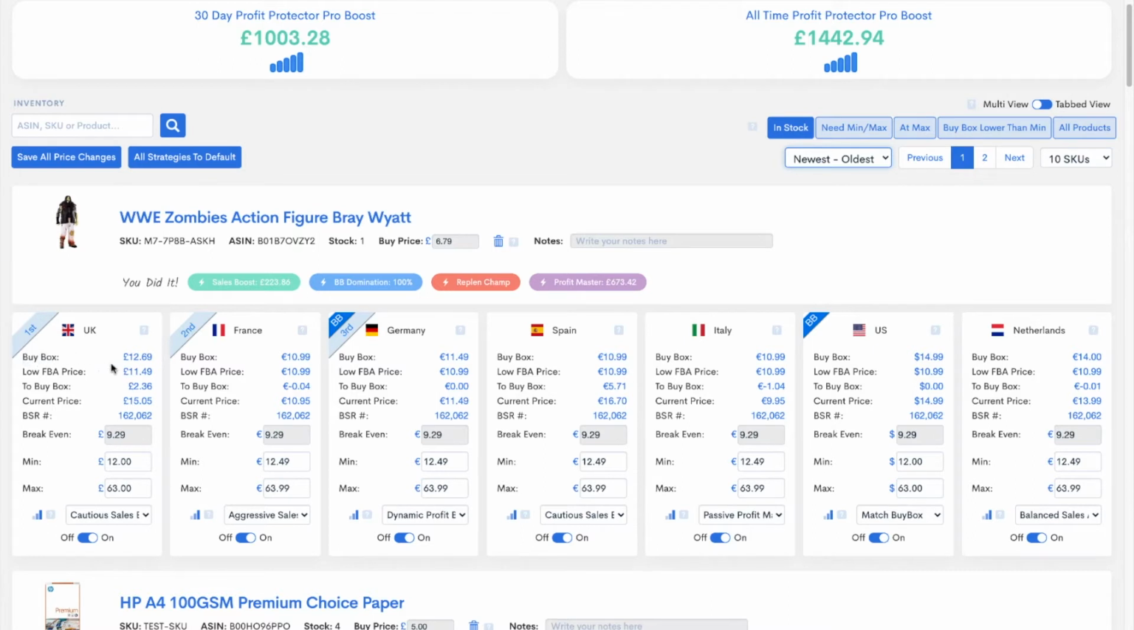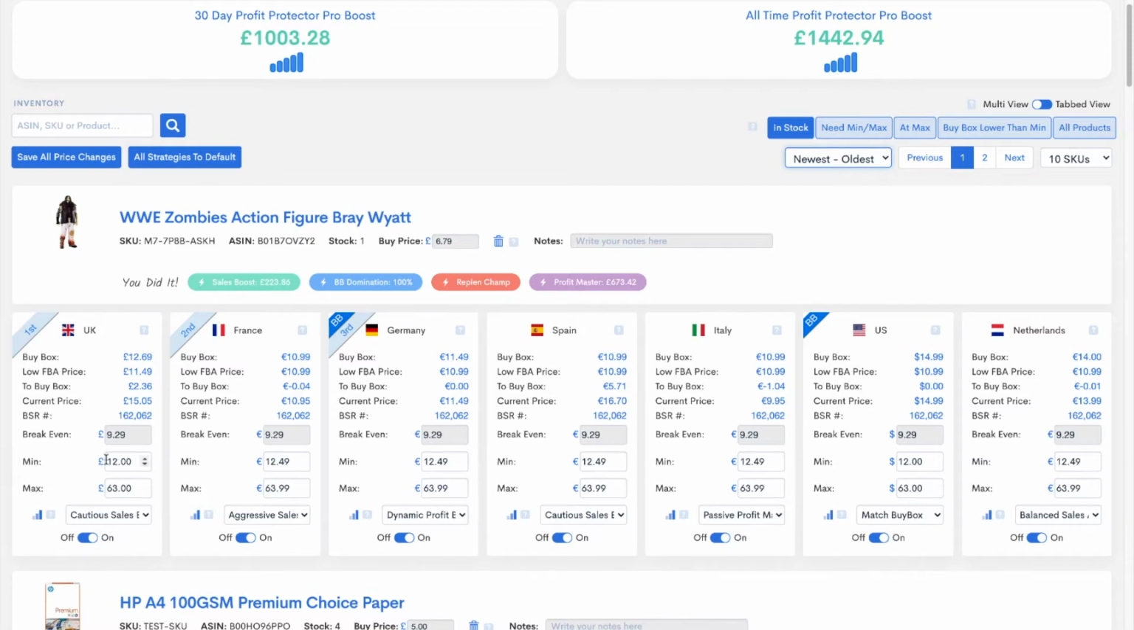And what it gives you here is the buy box information. So it's telling you what the buy box is, what the lowest FBA price is, how far away you are from that buy box, what your current price is, what the BSR or the bestseller rank for that product is. It gives you your break even, which it will automatically bring in if you're using BuyBot Pro. It will automatically calculate your break even price for you. And then you have to enter your minimum, your maximum and your chosen strategy for each one of your ASINs in each marketplace, so that Profit Protector Pro knows what it needs to work within. So how much it can spend.